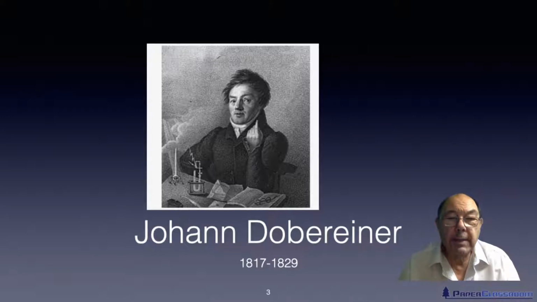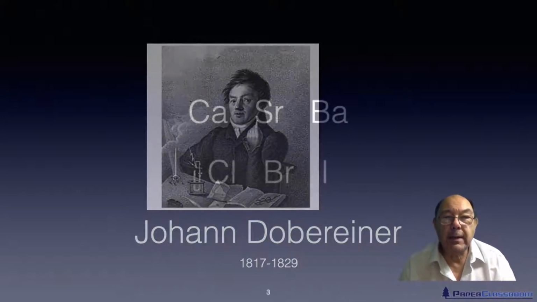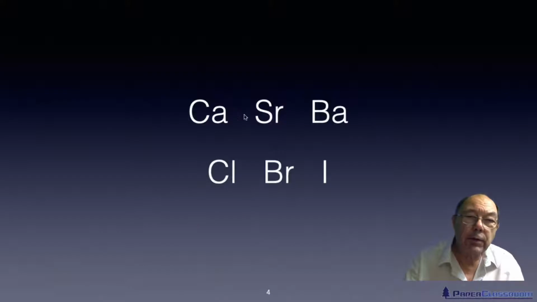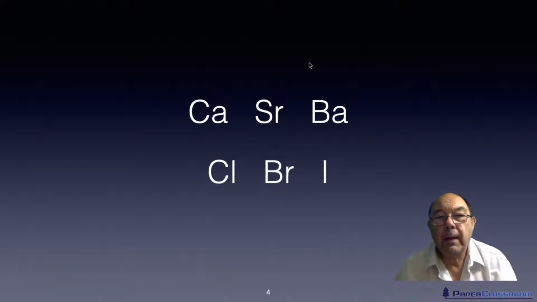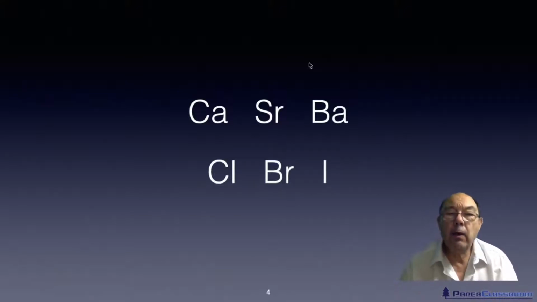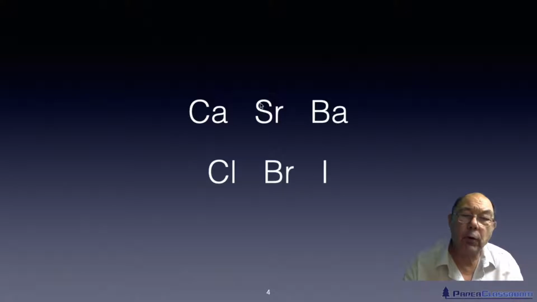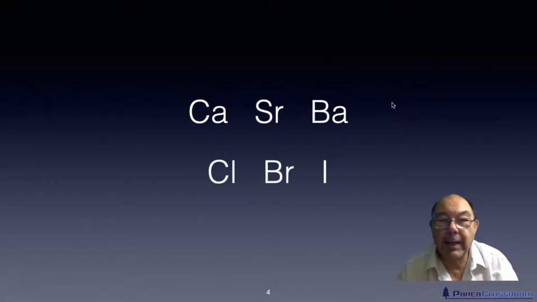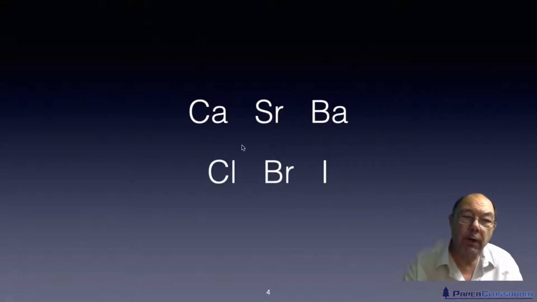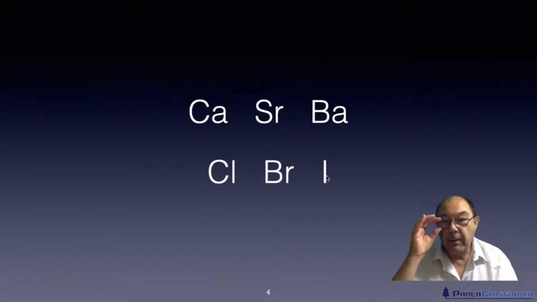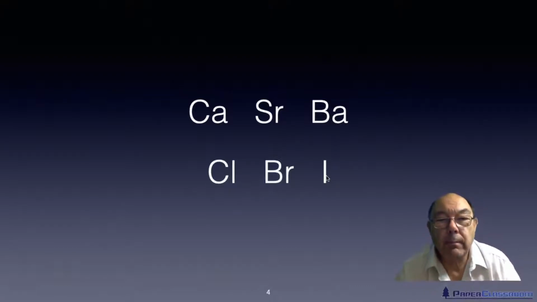So, this guy in 1817, he noticed that calcium and barium and strontium had very similar properties. He also noticed that the atomic weight of strontium was exactly halfway between calcium and barium. And it was about 10 years later that he also found another set of three elements, chlorine, bromine and iodine, and they had very similar properties as well.